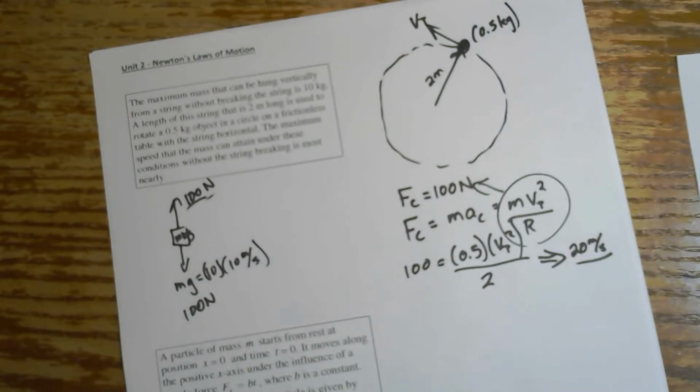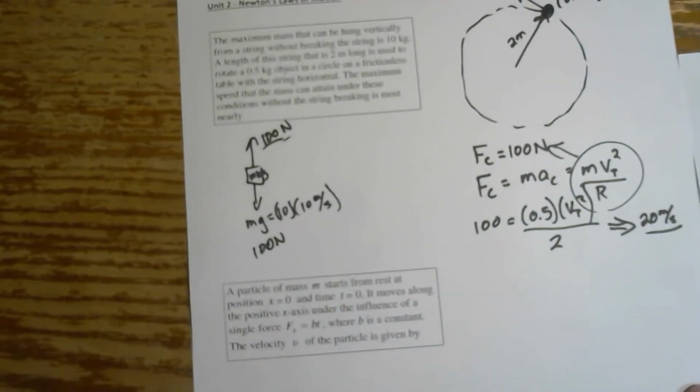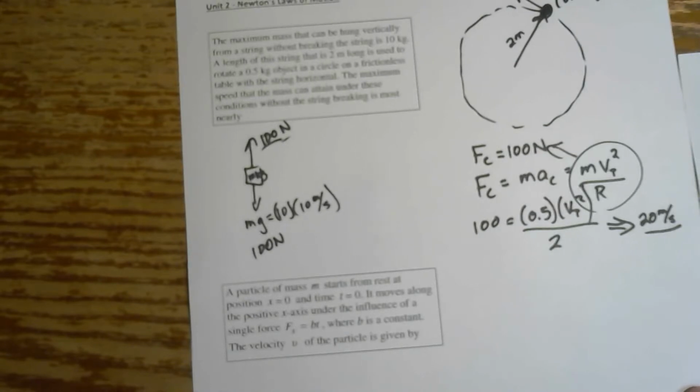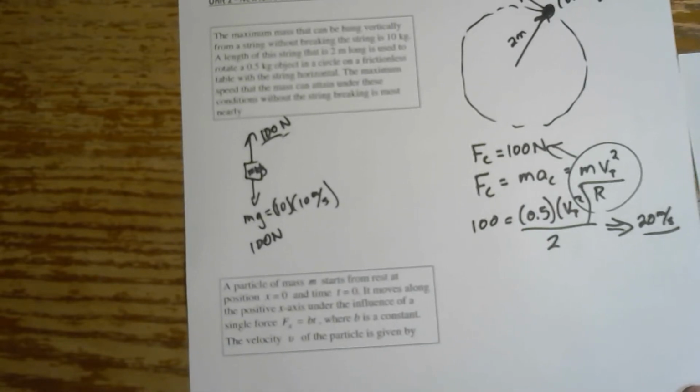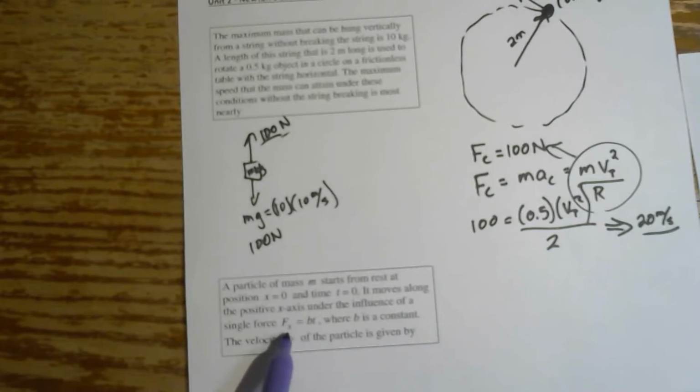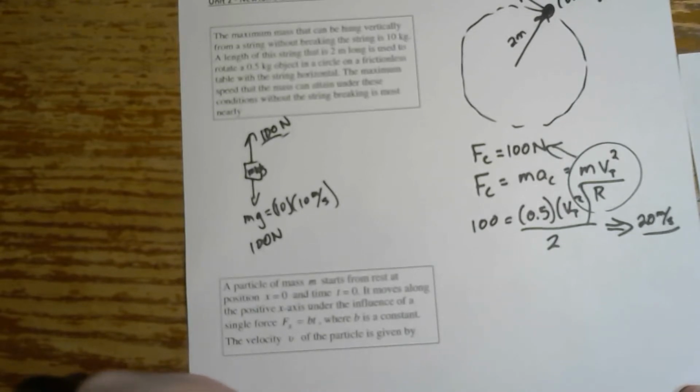All right, our second question says we've got a particle of mass m starting from rest and moving along a positive x-axis under the influence of a single force. So the idea here is that we've got some object being pushed with this force Fx. In this case, that force is not a constant force, it's a linear force. If I were to graph that force versus time, that force is increasing as I go along. So I want to know what the velocity of the particle is.